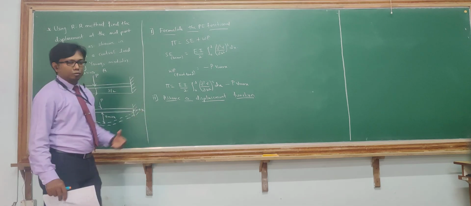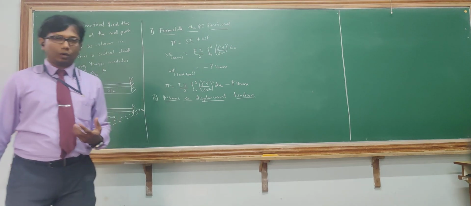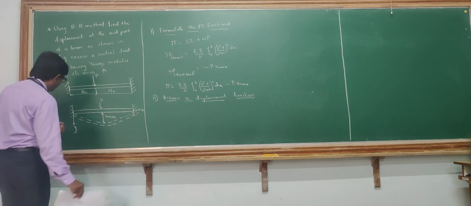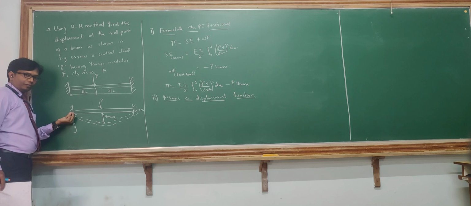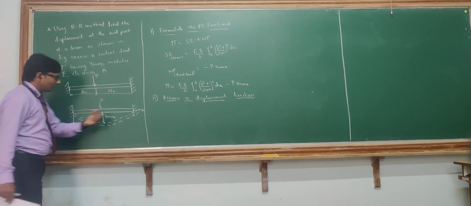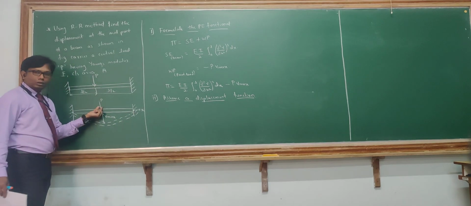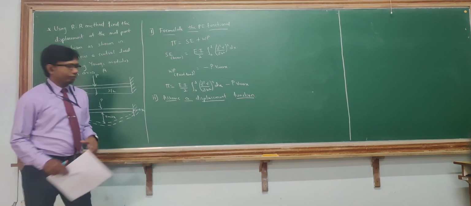Whenever we are assuming a displacement function, I have to check how many constants I have to take. So if I see for a beam problem, how many degrees of freedom can a beam have? 2 degrees here, 2 degrees here, which means 4 degrees of freedom, and one more is load. So totally 5 constants I have to take.